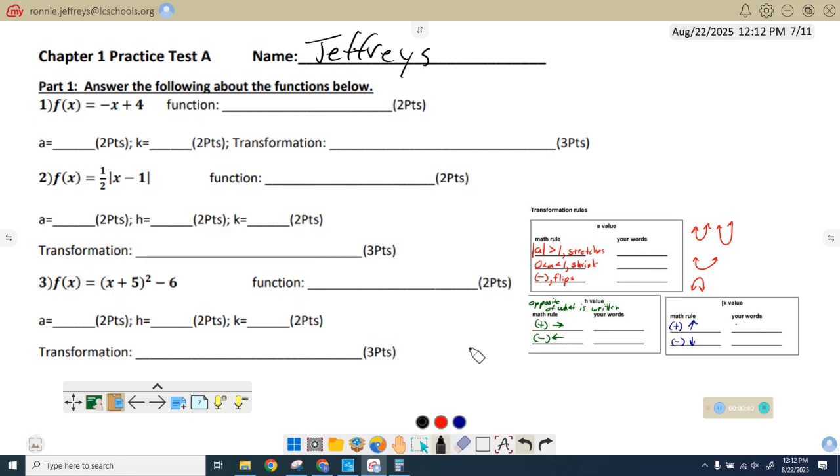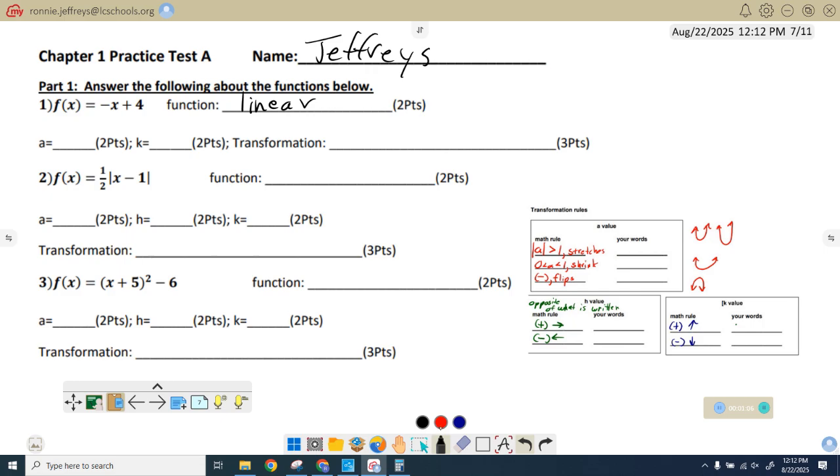Now, on number 1, this is a linear. Okay, now I have put all these point values on here so you know how much they are worth. So you get 2 points for actually naming the name. I'm not erasing the board either, so those things are still up there.